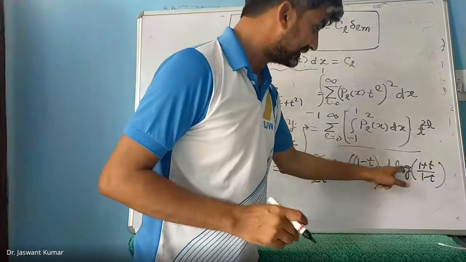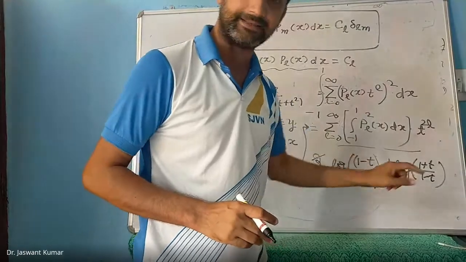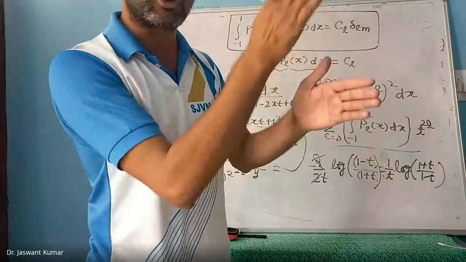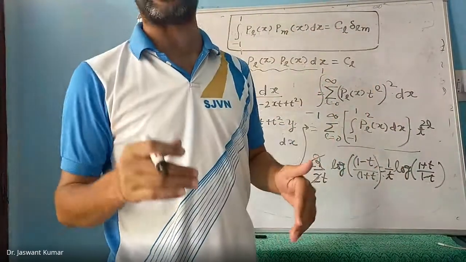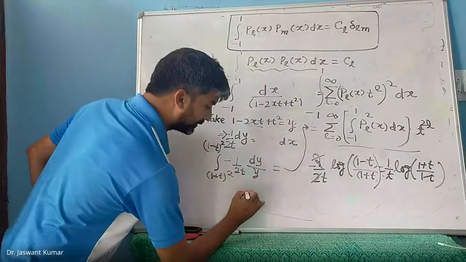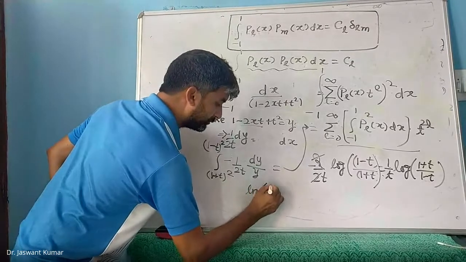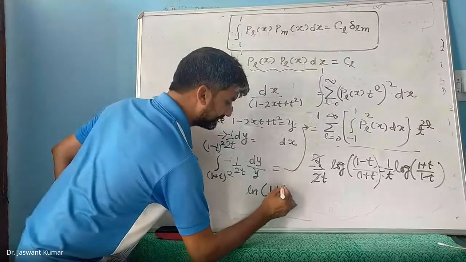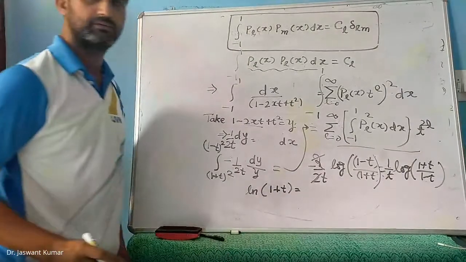Now this is logarithm of m by n. Logarithm of m by n we know is logarithm of m minus logarithm of n. So now please tell me, what is the formula for logarithm of 1 plus t? Tell me, all of you.